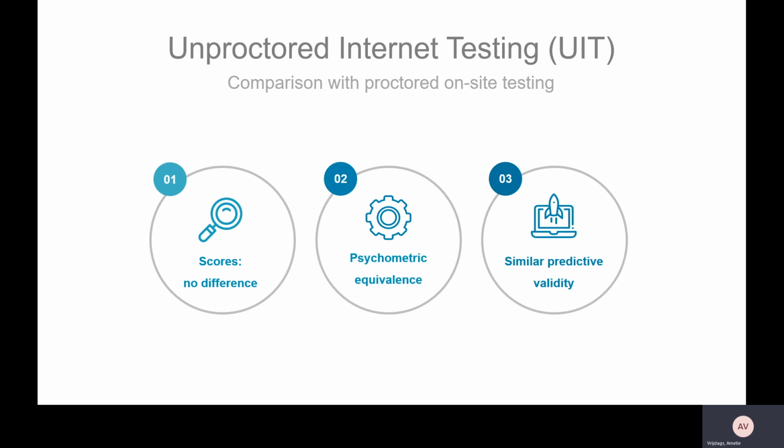conditions. So first of all, if you look at the scores, there is not much difference between proctored and unproctored testing. Also, psychometric properties like reliability, factor structure, and item functioning are all quite similar in unproctored internet testing compared to on-site, supervised testing. And also the predictive validity of a test is not really impacted if it's administered in an unproctored setting. So in general, we can conclude that the use of unsupervised or unproctored internet testing is safe, and that's probably also why it is being used on such a large scale.